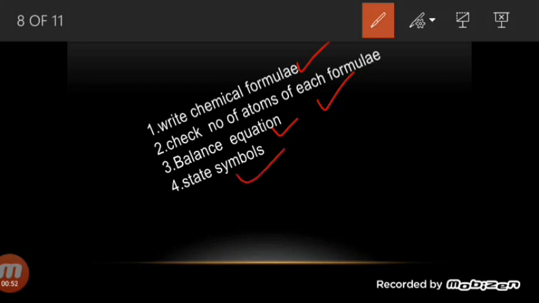And the last one is to state the symbols which will indicate the physical states of each reactant and each product which are involved in the chemical equation. We will just see how this will work, step by step.